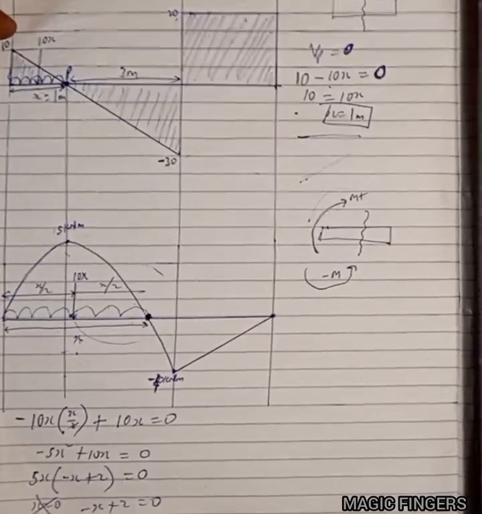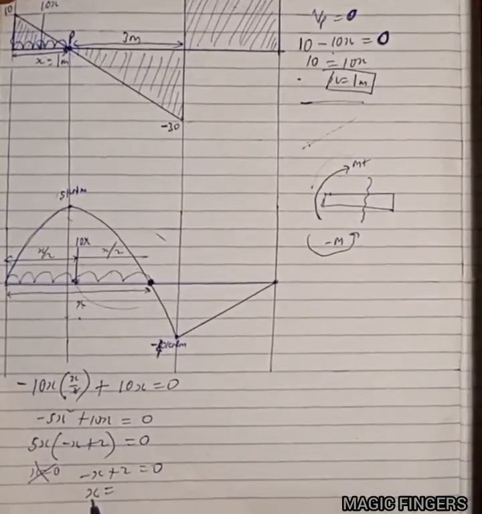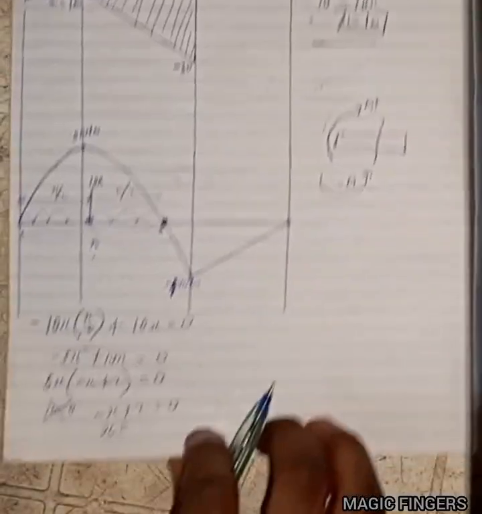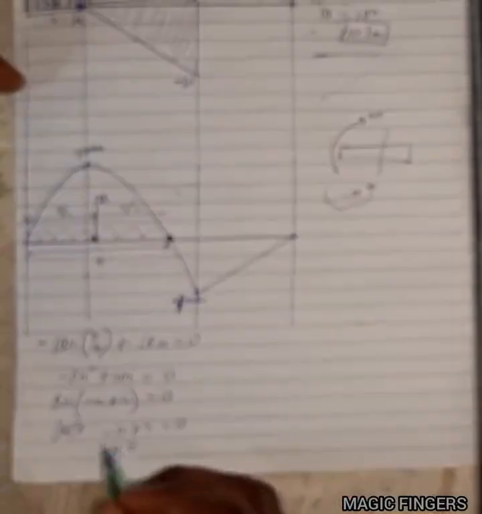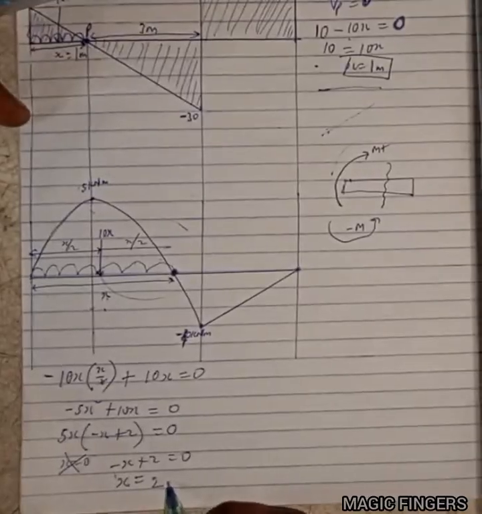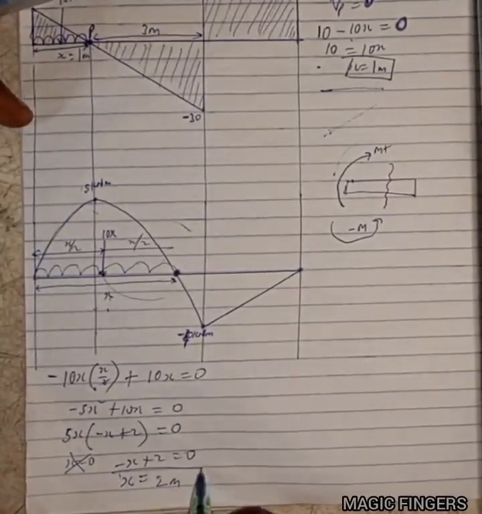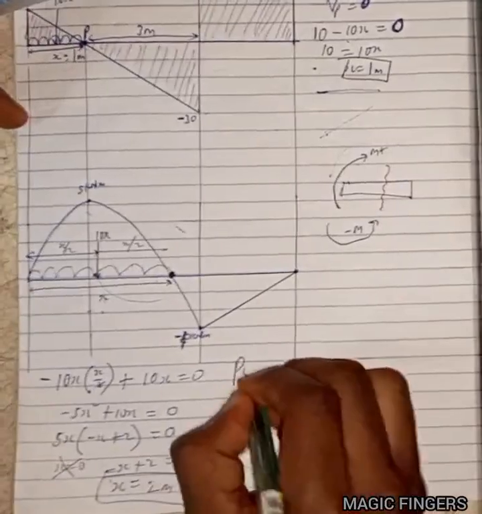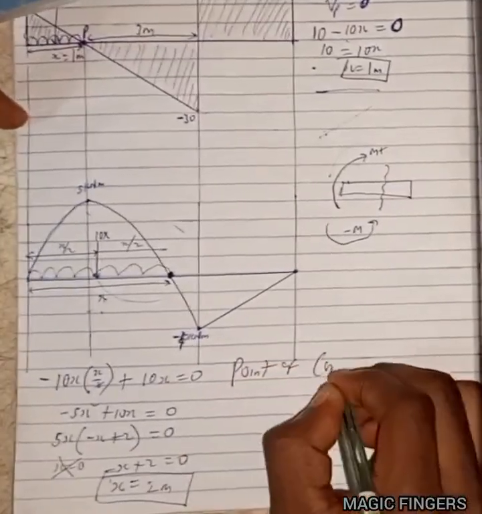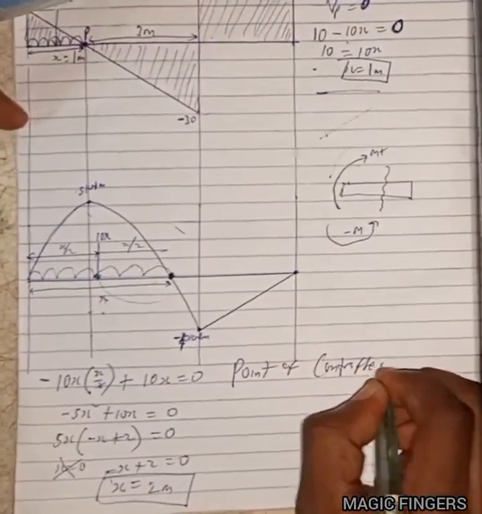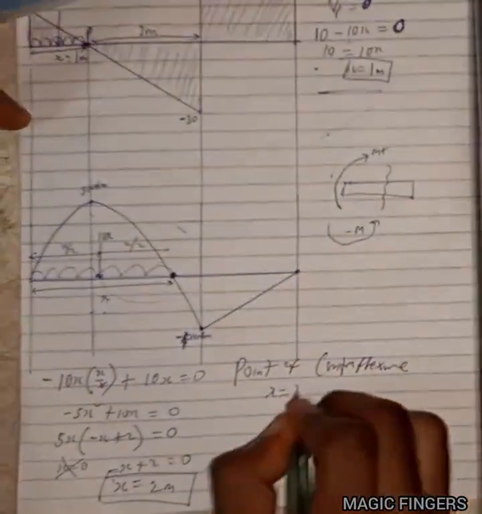So from here, x is equal to, okay. So remember, here minus x plus 2 equals 0. Here x will be equal to plus 2 meter. So the point of contraflexion is the 2 meter.